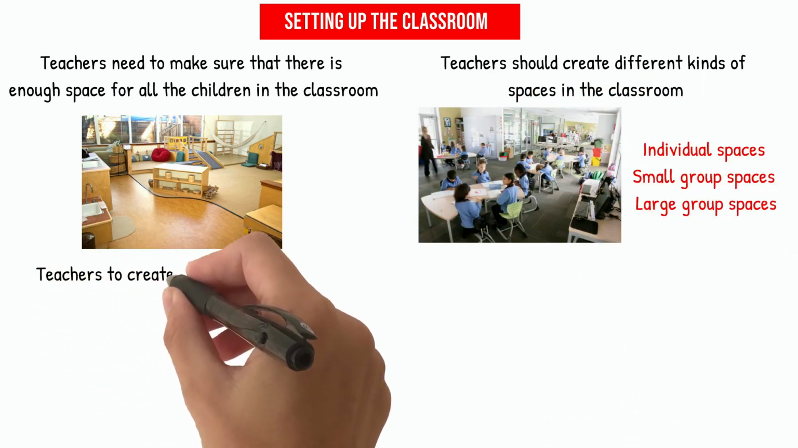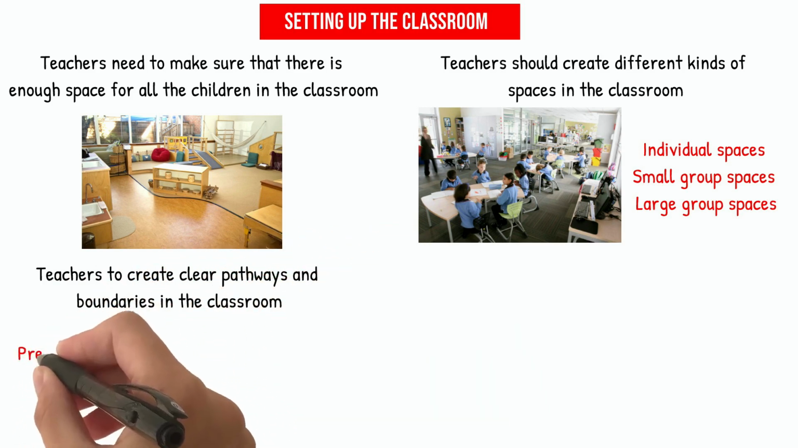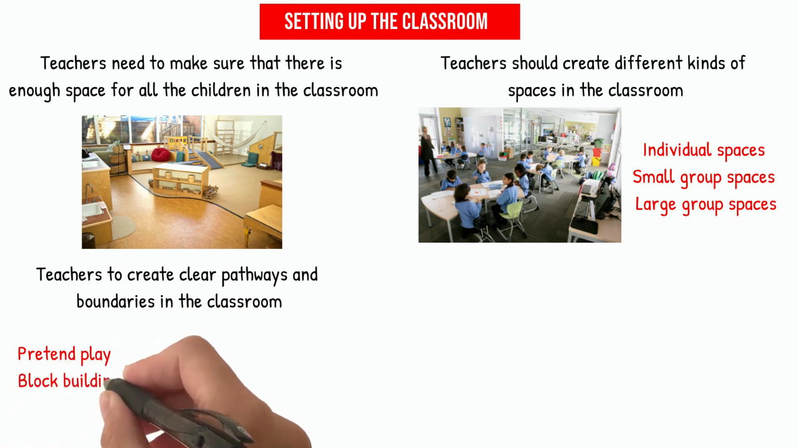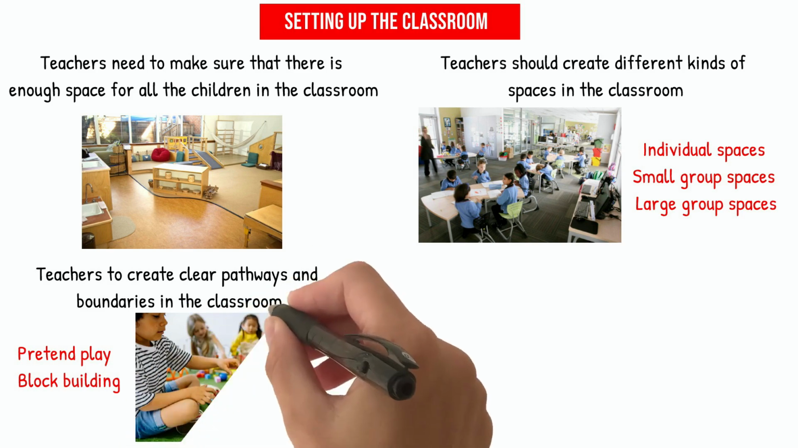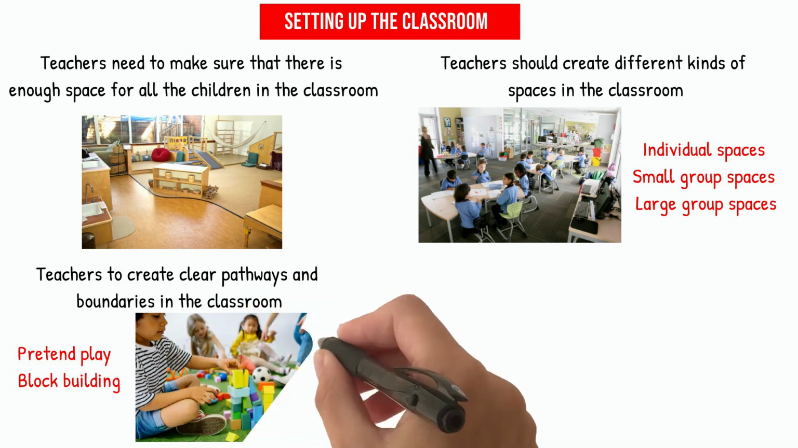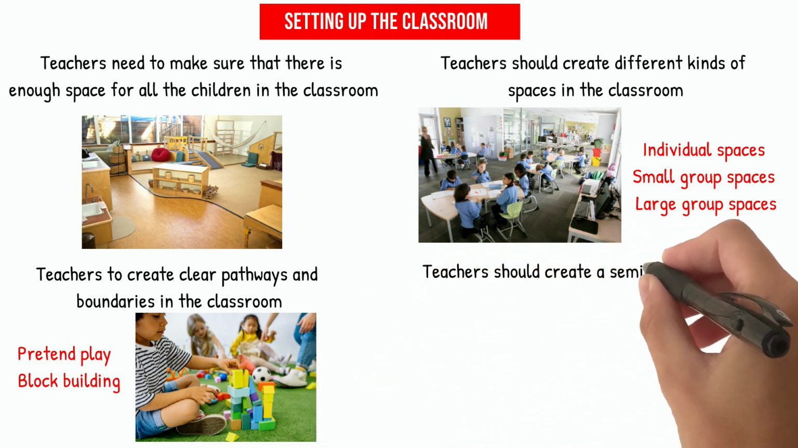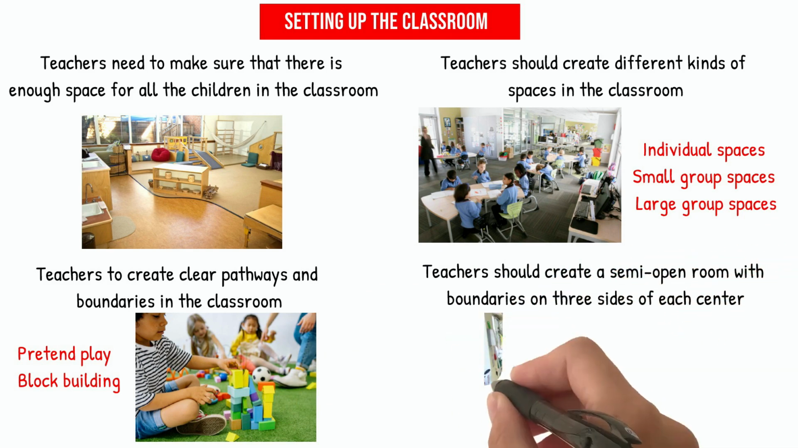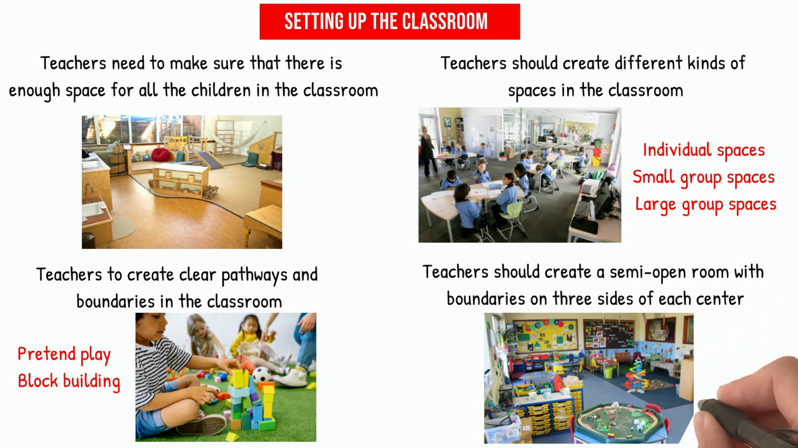It's important for teachers to create clear pathways and boundaries in the classroom. This means that there should be areas for different activities, like pretend play and block building, and they should be separated from each other. For example, teachers shouldn't put the listening center between the pretend play and block centers. Finally, teachers should create a semi-open room with boundaries on 3 sides of each center. This means that each activity area should have some separation from the others, but still be visible to the teacher.